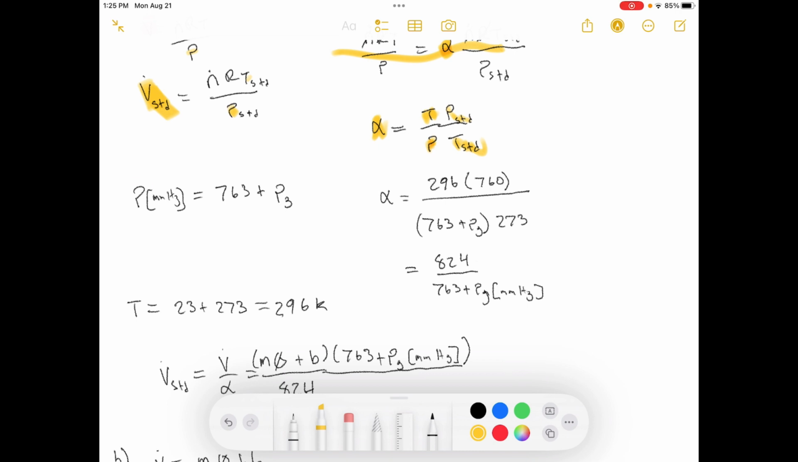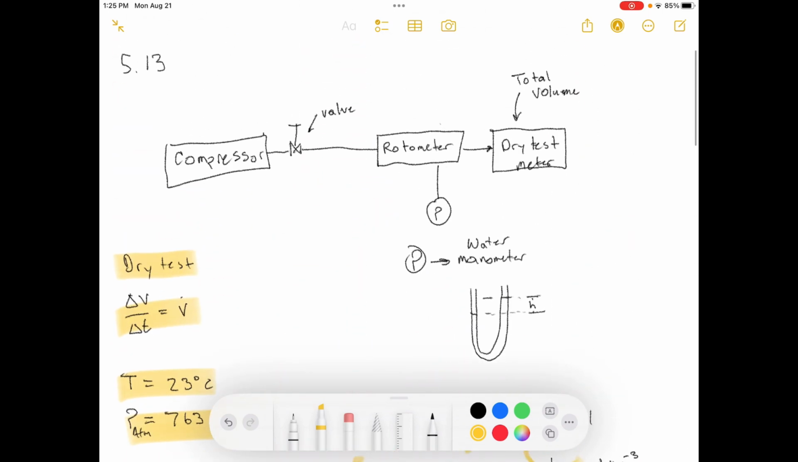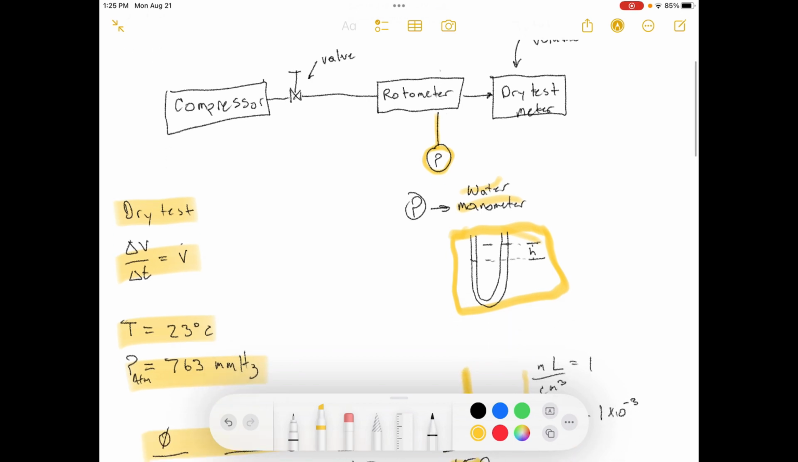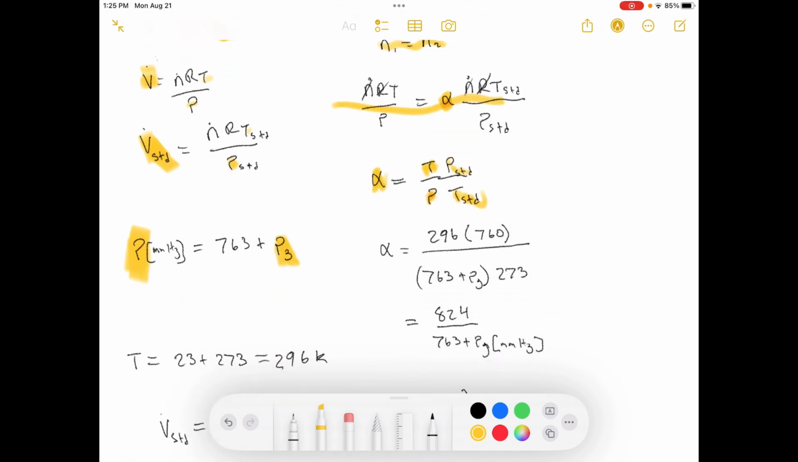So we actually don't know what the actual pressure is though, because they never told us what the manometer reading is. We don't know what the gauge pressure is. Remember that there was a pressure gauge right here? They said that was a water manometer. They never gave us any information about this, so we don't have what the pressure is inside of the system. So that is a problem. But we'll just continue as far as we can without that information.